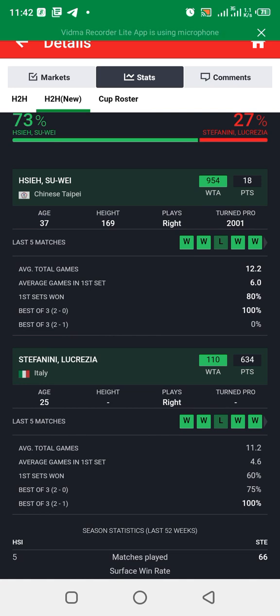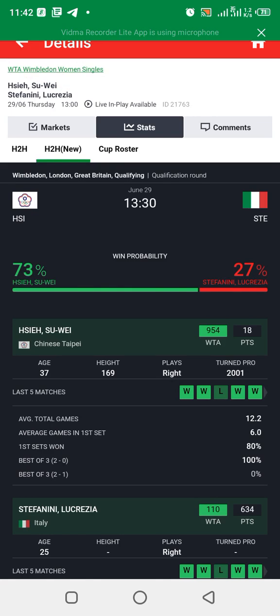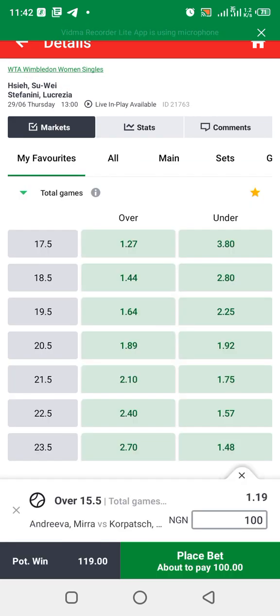So for Suwei, don't forget, always remove 1 point from it, or your desired total point, just remove it from it. And from Lucrezia, I have 11 points. I'm going to remove 1 point also. So by combining the both together, actually I'm going to be getting 21 points. So after removing the total points that is needed, I'm going to be having 21 points. Now check the market if the bookmaker is providing 21 points.